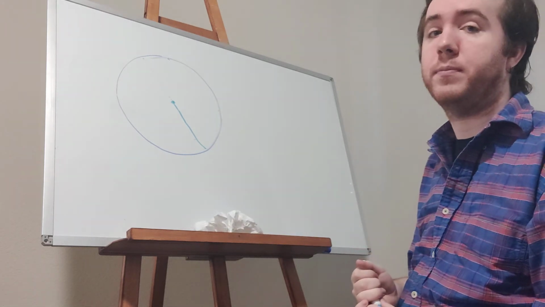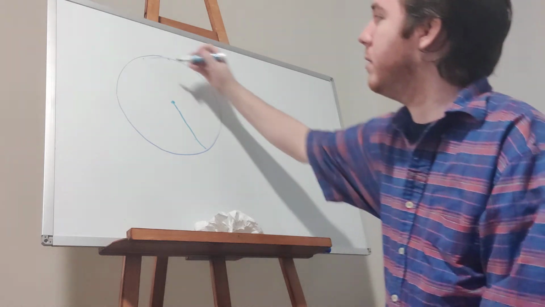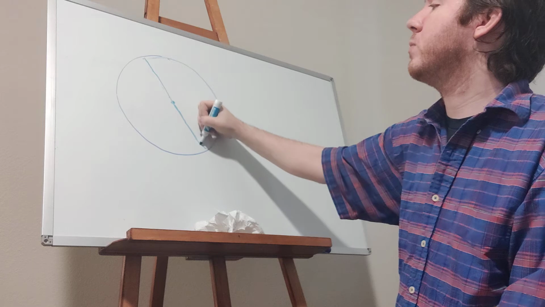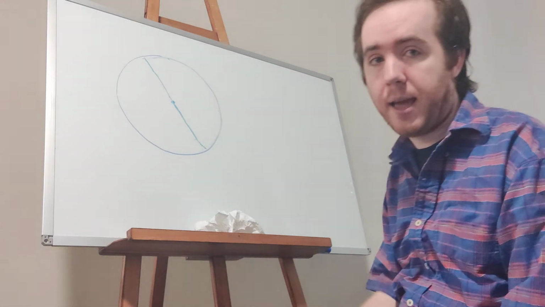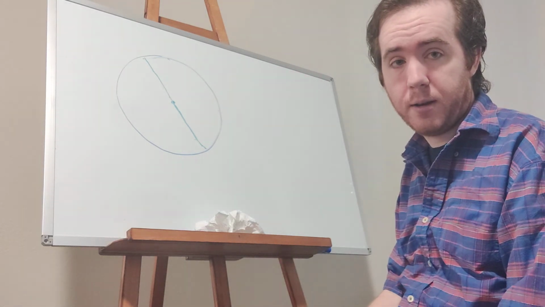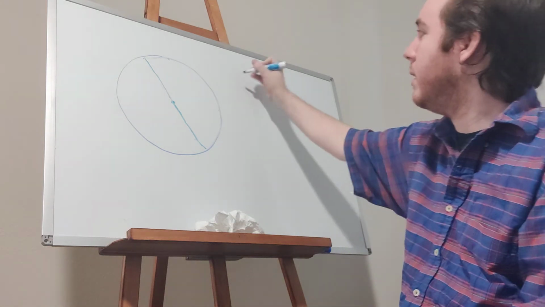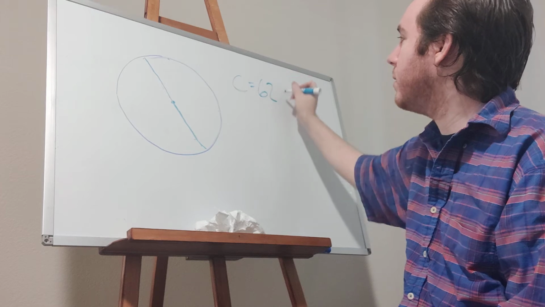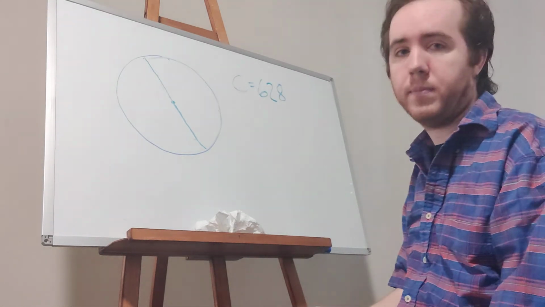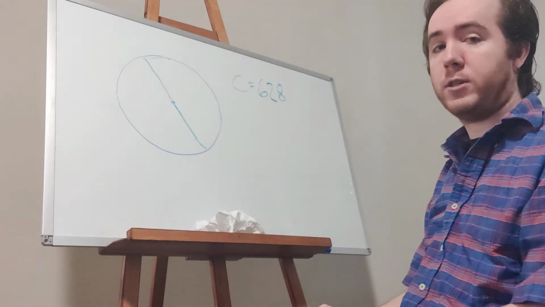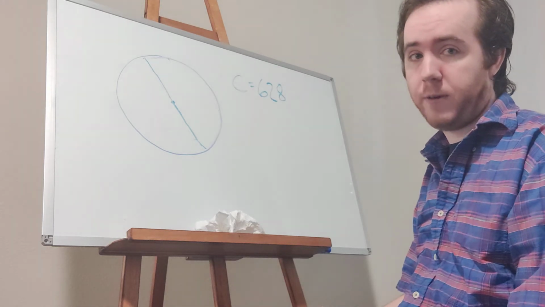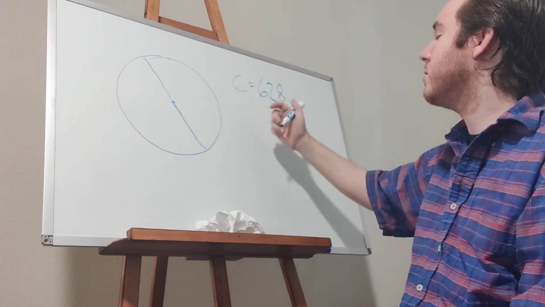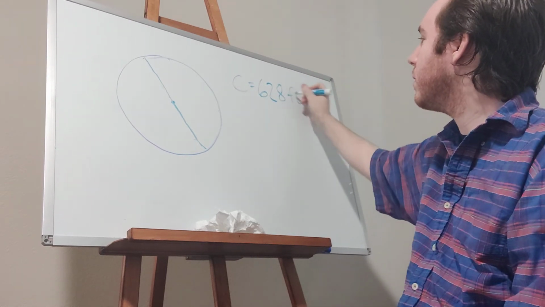Now, let's say they gave you a circumference and they want to know the diameter or they want to know the radius. And let's say they tell you the circumference is 628. You'll actually find this question on the 3rd page of the Finding Circumference assignment in Schoology. Let's say the circumference is 628 feet.